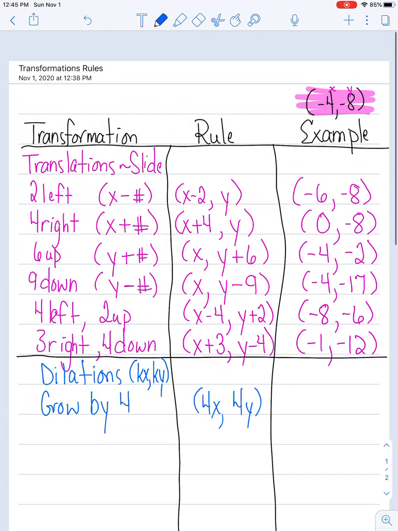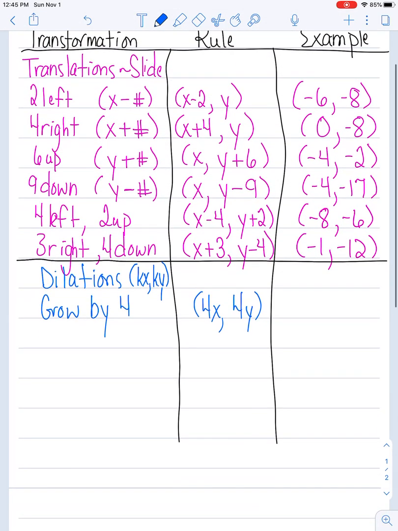And we're using negative 4, negative 8. Let me rewrite that down here so I won't lose it. Negative 4, negative 8. That's our original point. Remember, what do we technically call that? Our pre-image. So let me write that on this side. Remember, this is our pre-image, and what we get after we do our rule is our image.